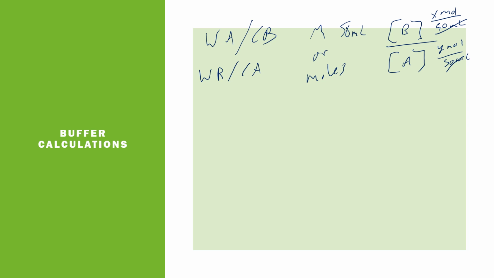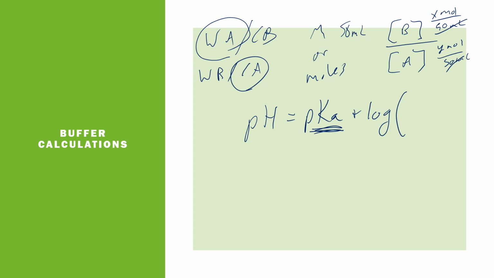We can calculate, using what's called the Henderson-Hasselbalch equation, the pH of a buffer solution if we know the pKa of the acid, so whether it's the weak acid or the conjugate acid, but it must be the pKa, plus the log of the base over the acid. So the log of this ratio here. So you can solve for that pretty easily.